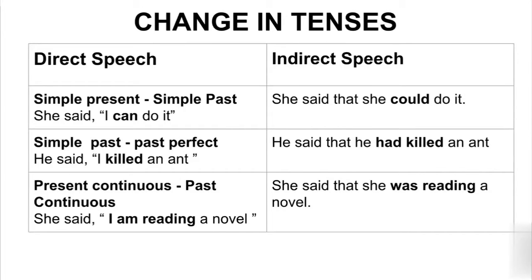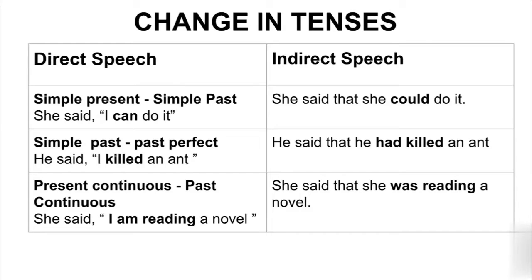Now let's see what changes occur when the reporting verb is in past tense. If the reporting verb is in past tense, the verb in the reported speech will change to past tense itself. Let's see some examples. If the reported speech is in simple present tense, when converted to indirect speech it will become simple past tense. For example, she said, "I can do it." We know can is simple present tense. See the indirect speech: she said that she could do it. Can becomes could.